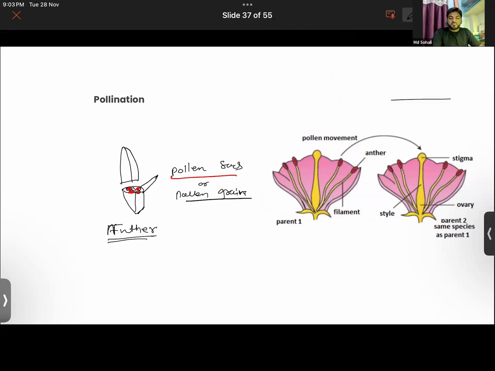Is that thing clear? Yes, sir. Can you write the basic definition? Sure. The anther consists of the pollen grains, also called pollen sacs. Okay, getting it or not?